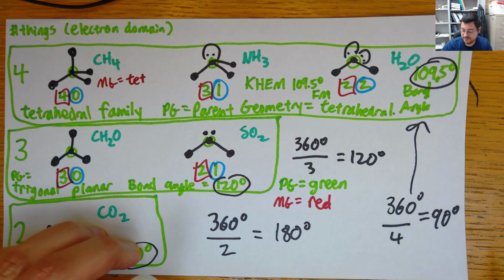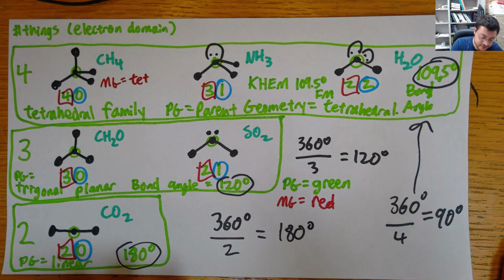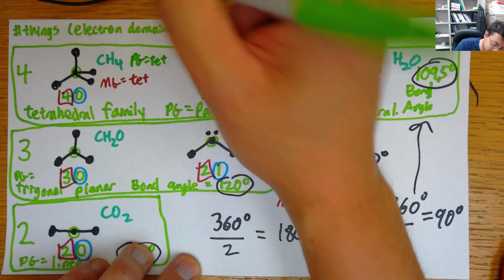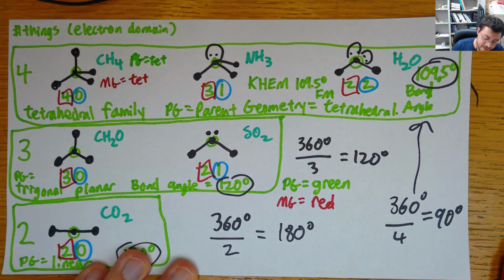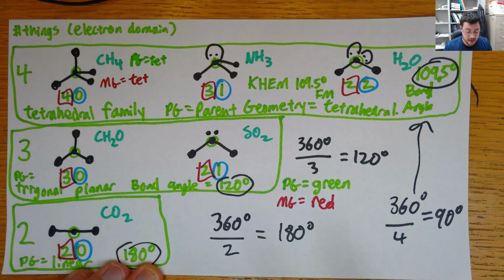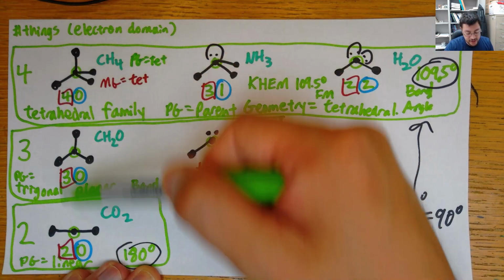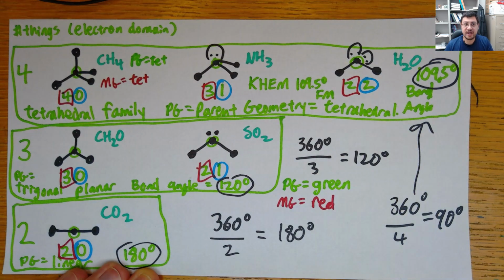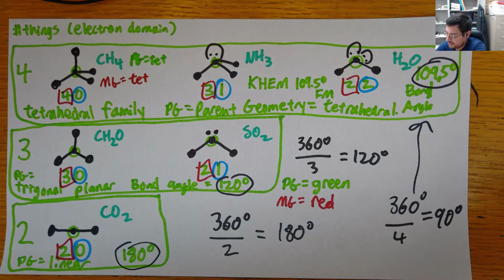I'll just write tet for short. So something like methane, its parent geometry is tetrahedral. That's the family. Its molecular geometry is also called tetrahedral. Whenever you have a molecule with no lone pairs on it, the parent geometry and the molecular geometry names will be exactly the same.